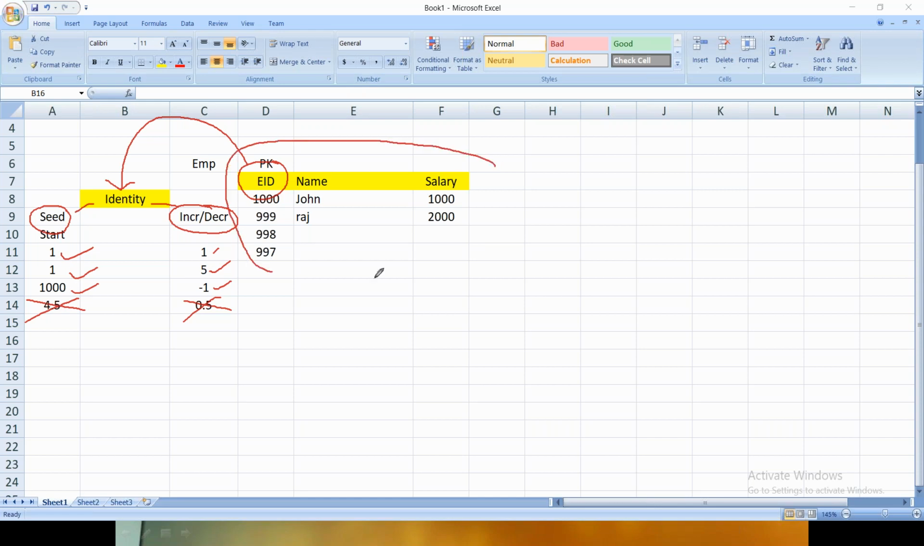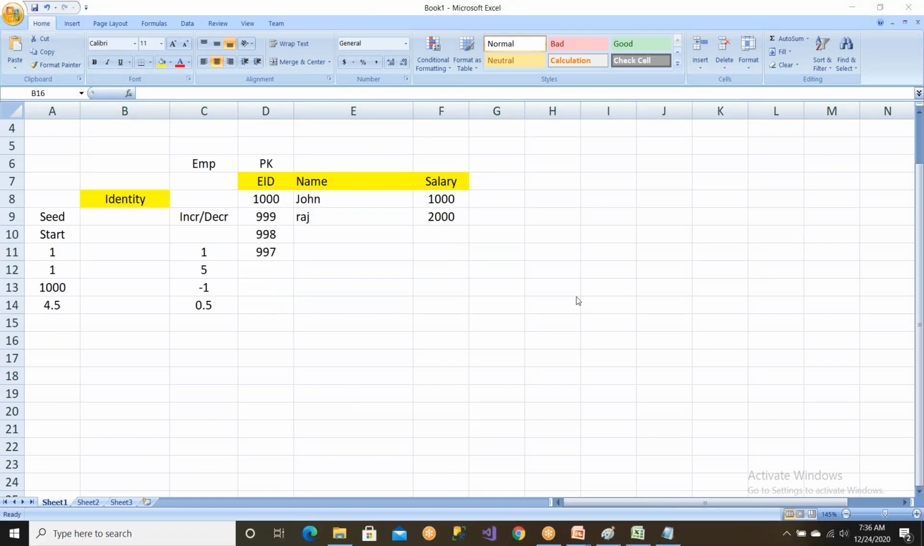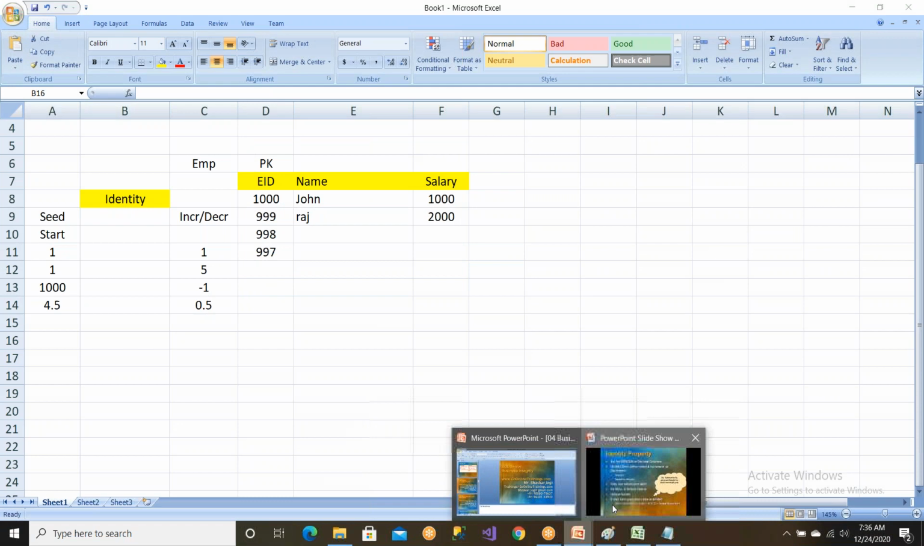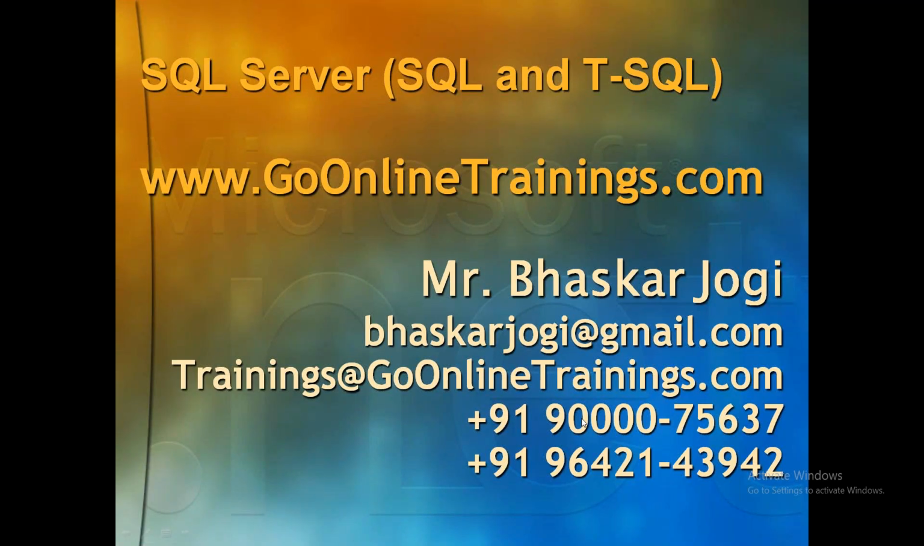So in the entire table you can have only one identity column per table. Remember this point. Identity column means automatically the numbers are going to be generated in that column. You have to supply the remaining column data. This column data will get generated by SQL Server itself. Clear? So this is what is called an identity column. Clear, guys? So this completes business integrity.